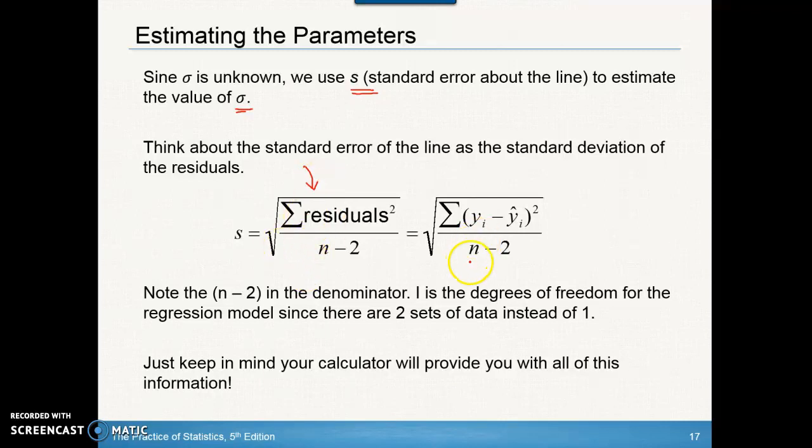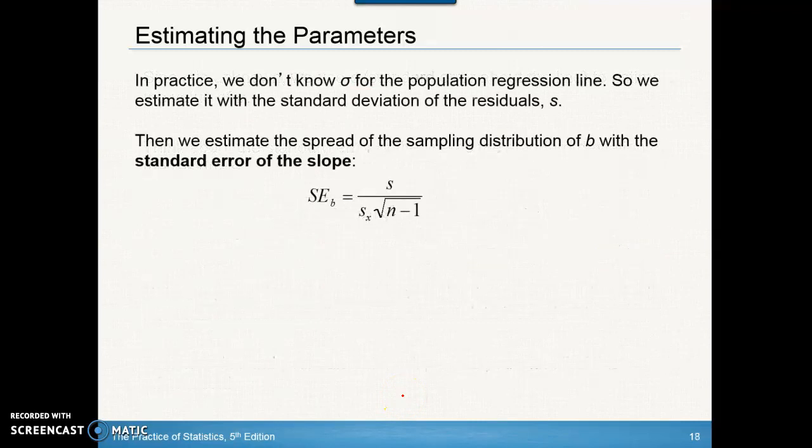Now, note that we have an n-2 in the denominator. Why is that? Since we have two variables here, an explanatory and a response, the degrees of freedom here is going to be n-2. We have two sets of data instead of one. Now, just keep in mind your calculator is going to give you all of this information. We're just going over where it came from.